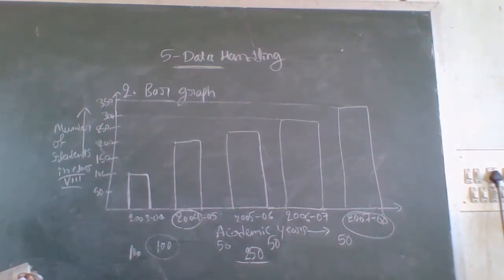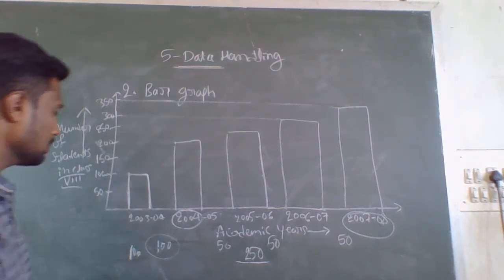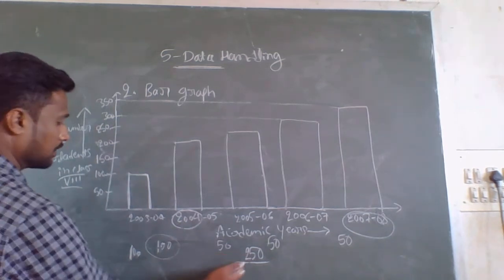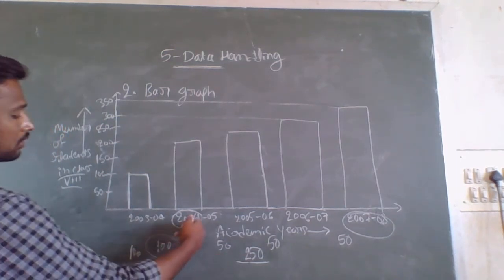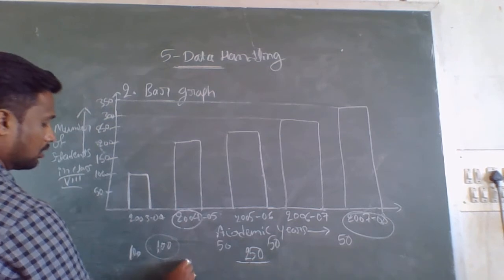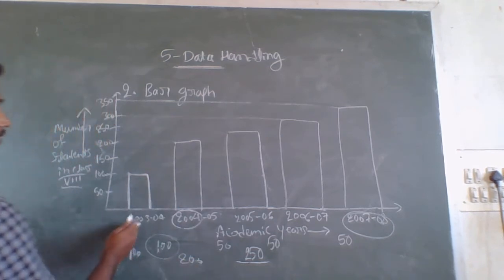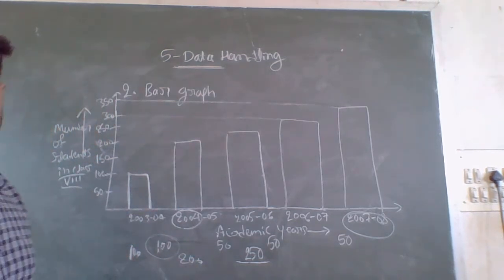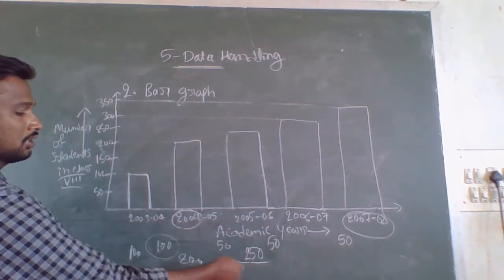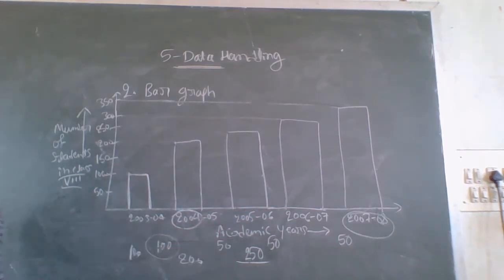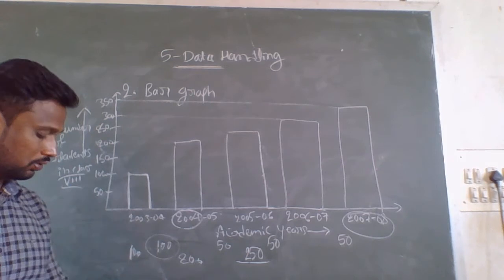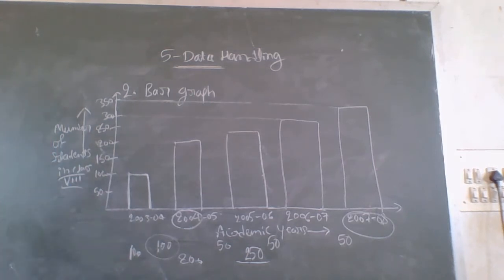In 2005 and 6, it is 250, means it is more than twice. But when you compare with 2004 and 5, it is 200, so it is twice of 2003 and 4. But here they are given 2005 and 6, which is more than twice of 2003 and 4. So this is about the bar graph.